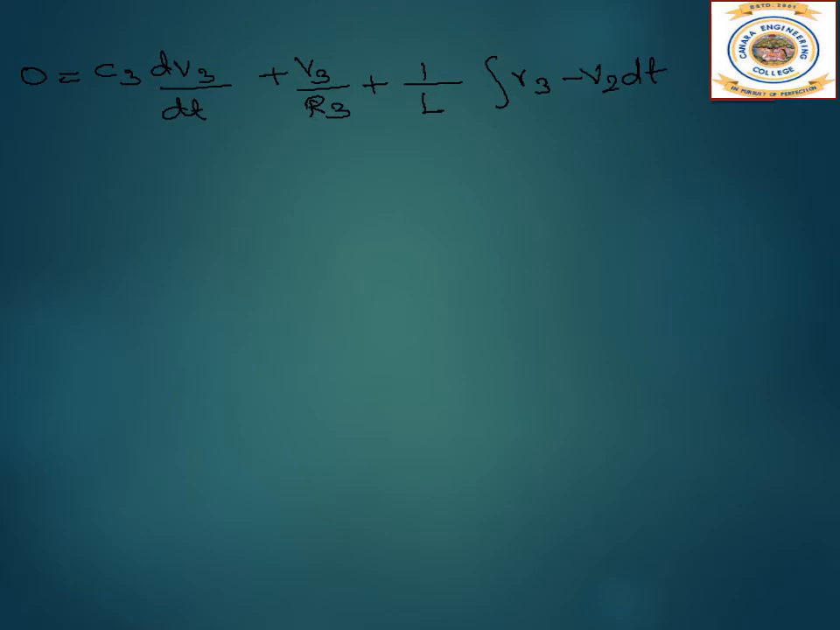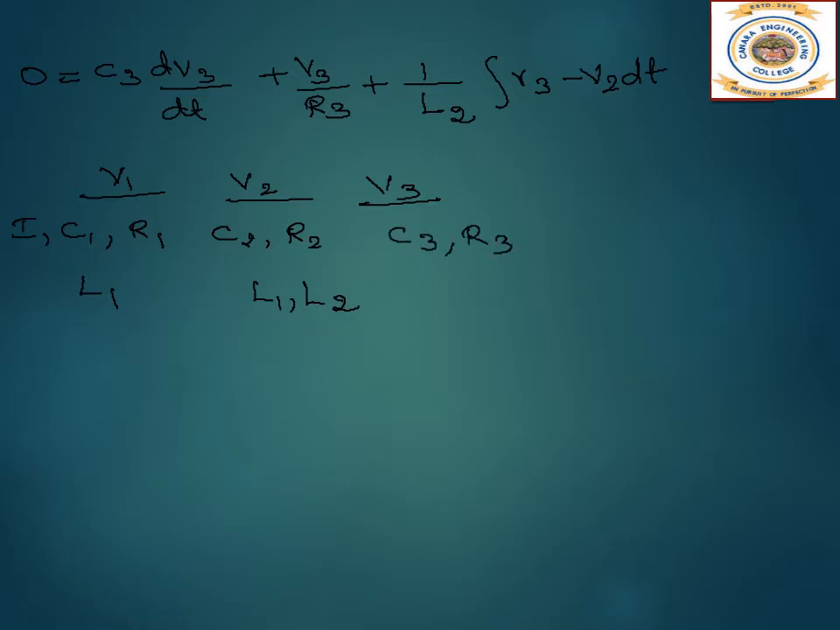Next we will write down what elements are there in which node. Okay, so I'll consider the nodes V1, V2 and V3. These are the node voltages. So in node V1 we have I, then we have C1 and we have R1. We have L1, that is between two nodes. In V2 we have C2, R2 and we have L1 and L2. In V3 we have C3 and R3 and we have L2.